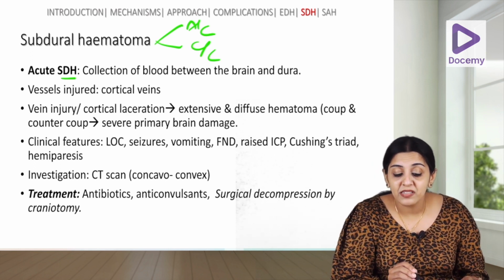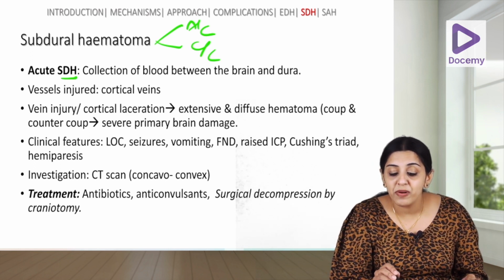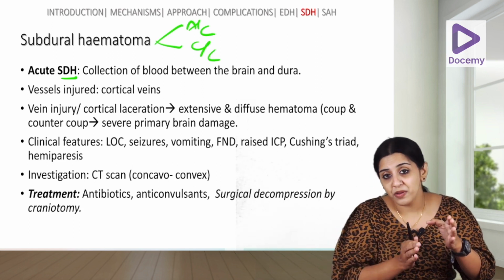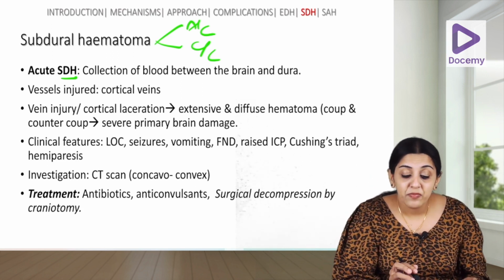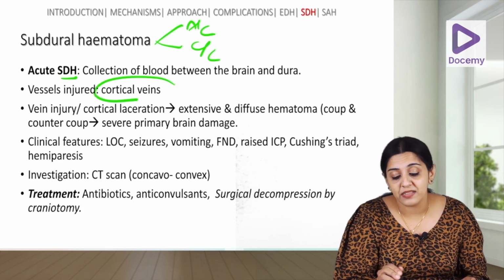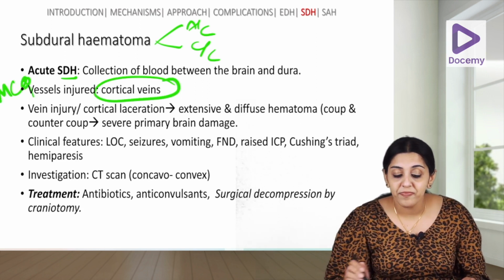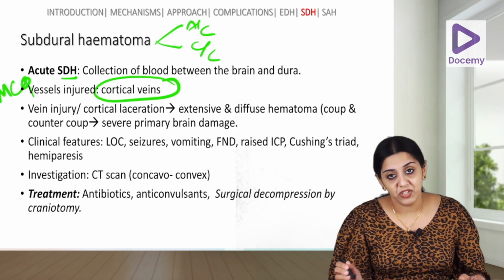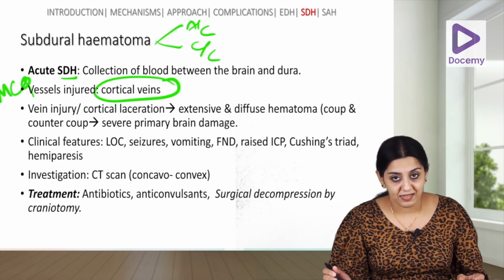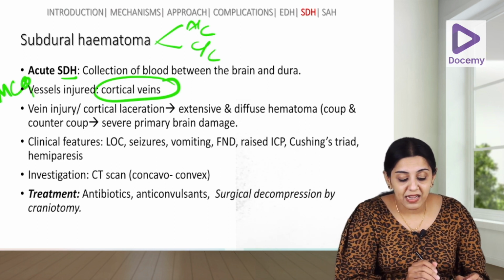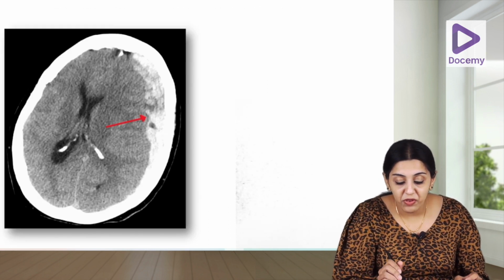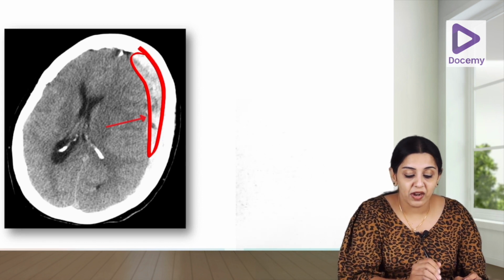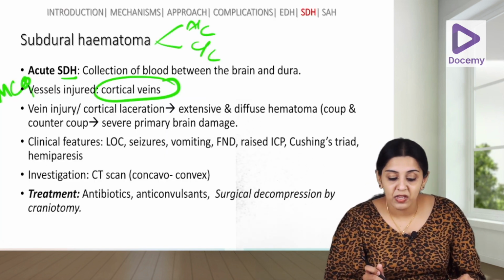What is SDH? Subdural, collection of blood between the brain and the dura, underneath the dura but above the brain. Vessels injured are the cortical veins, again an MCQ. Now what exactly happens? Of course, the vessels are injured, or there is a cortical laceration, and it can go on to a diffuse hematoma. See, this much is the hematoma, and it is semi-lunar in shape, typical of SDH.